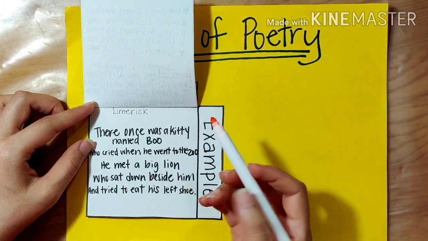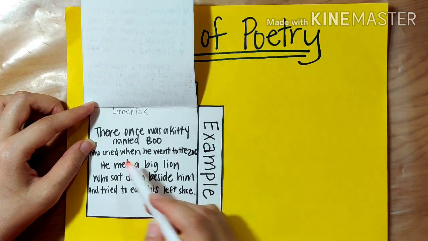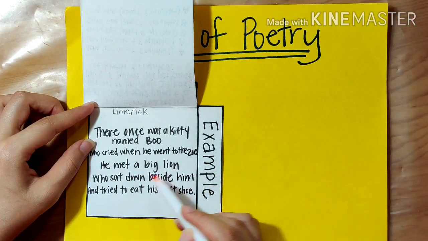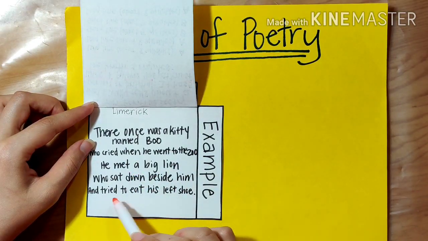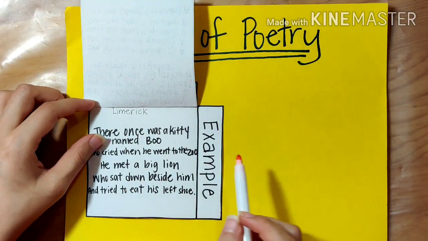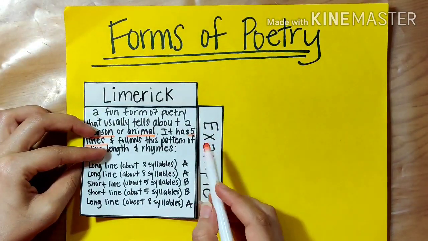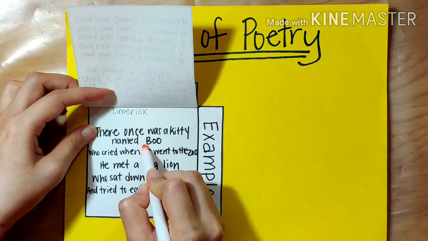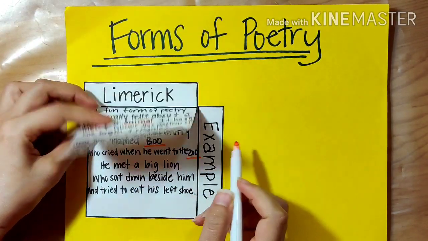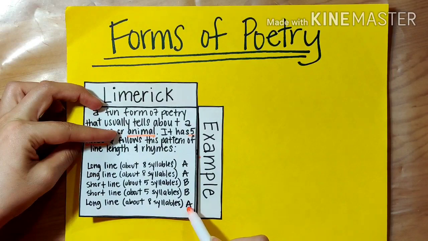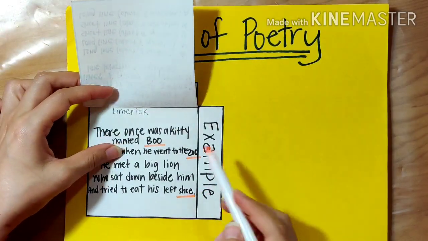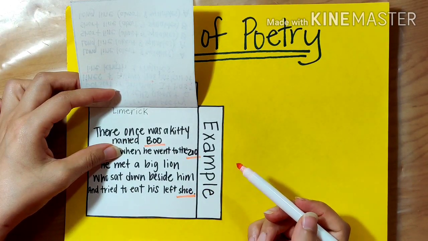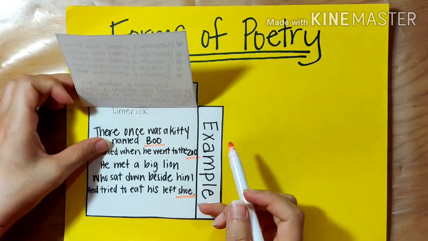He met a big lion who sat down beside him and tried to eat his left shoe. Pretty silly, right? So if you look at it, we have a long line here, another long line, then we have the short line again, and then the very last line is the long one, okay? And we know that we're following this pattern that we have here, okay? Because we have, remember, the first 2 lines rhyme. So here we have boo, zoo, and it looks like the very last line also rhymes with it, okay? So that would be shoe. Do boo, zoo, and shoe rhyme? Yeah, they do. They do rhyme. So we got that right, okay?